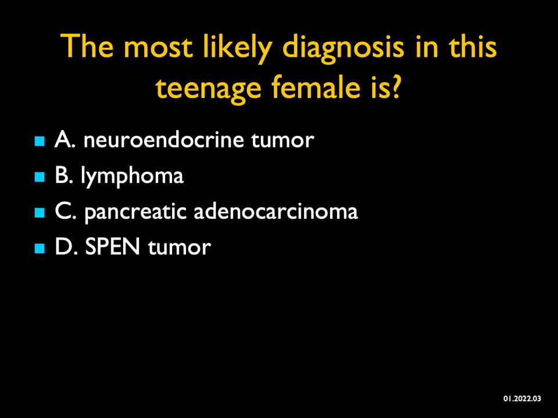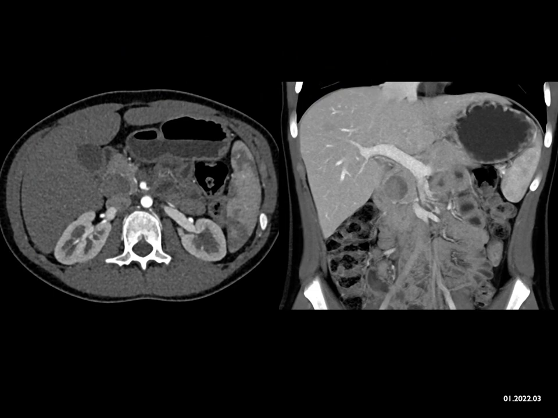The most likely diagnosis in this teenage female is, well, the age becomes very important, okay? Anytime I tell you there's a teenager, and then I tell you it's a female, and then you look at the image and you say there's a mass in the pancreatic head, which is somewhat cystic but somewhat solid, what are you going to be dealing with?